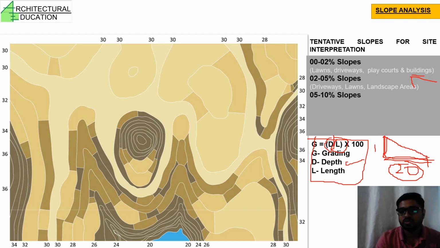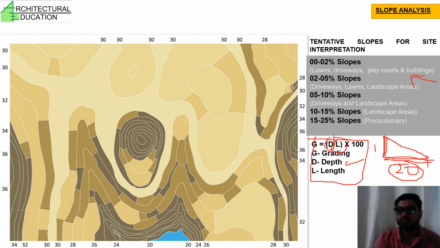Another slope starts from 5 to 10%. We can generally use it for driveways or landscape areas. Landscape areas include greenery, green pockets, or any kind of OAT activities, open air theater activities, or any stage activities, and so on. Now, last but one comes 10 to 15%, which can be utilized for landscape areas in the form of a concert area.